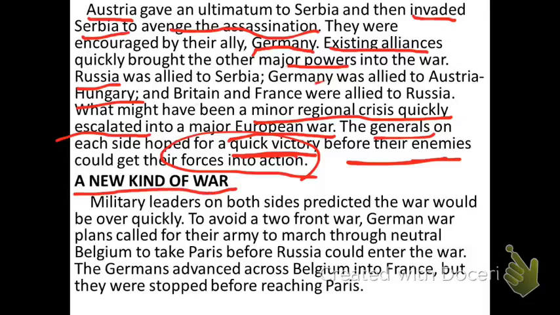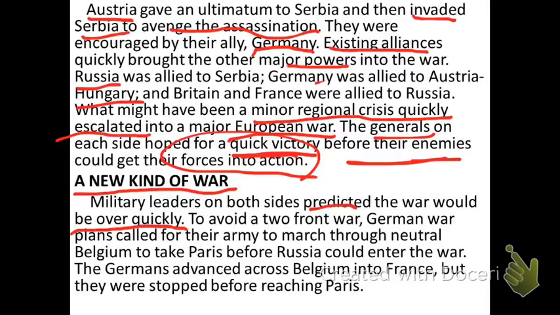I think we have the rest of this slide, and one more slide, and we'll be done with the first section. As I said earlier, many leaders hoped for a very quick end to the war. To avoid a two-front war, keep in mind Germany, and we'll take a look at some maps if we haven't already, Germany is sort of in the middle of Europe. To its east on the map, you have Russia.